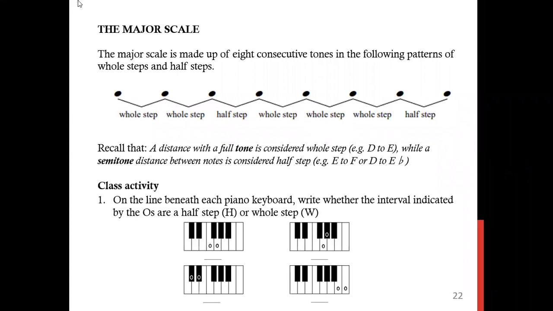Okay, look at major scales. The major scale is made up of 8 consecutive tones in the following pattern of whole steps and half steps. So if we are on a major scale now, remember, we were talking about the circle of fifths and circle of fourths the other time, where you move from this key to the other key. But if you are on a major scale, it is made up of 8 consecutive tones in the pattern of whole steps and half steps.